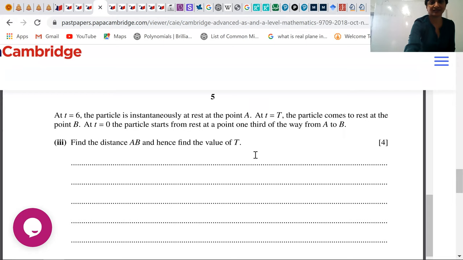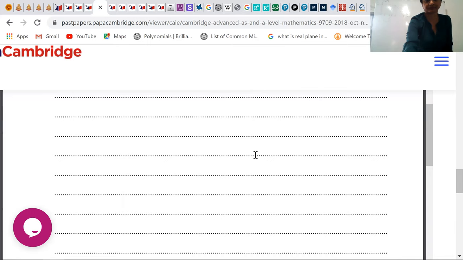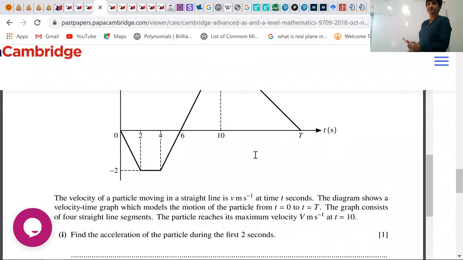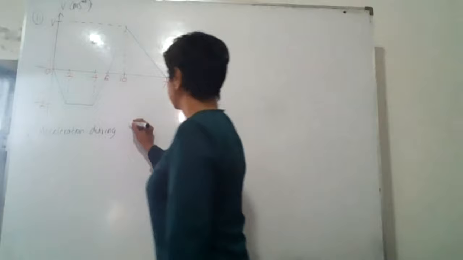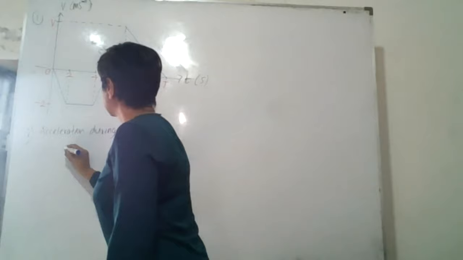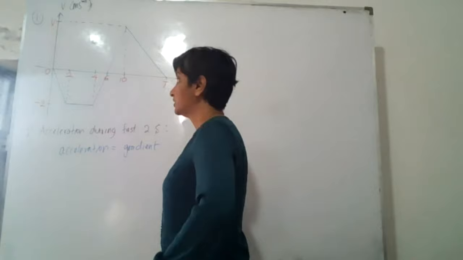Is that all? That's all. Can you do that? Let's do it together. Part one can be easily done. Acceleration of the particle during the first 2 seconds. You have to write the formula: acceleration equals gradient. Should we write the acceleration as negative or positive? Negative, it's a negative gradient. The value of the acceleration is a negative value.